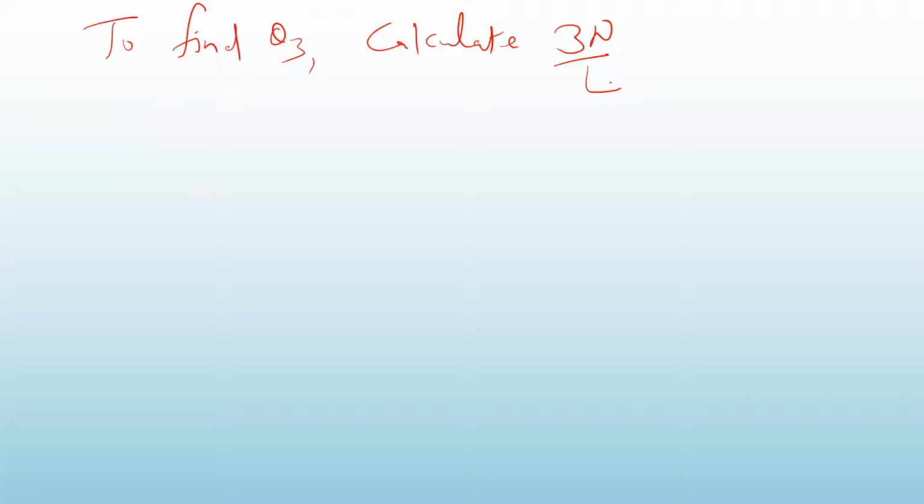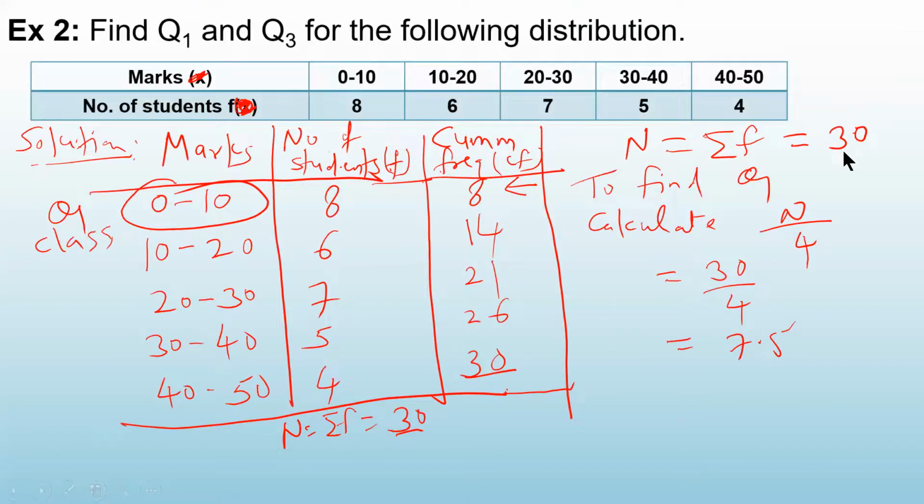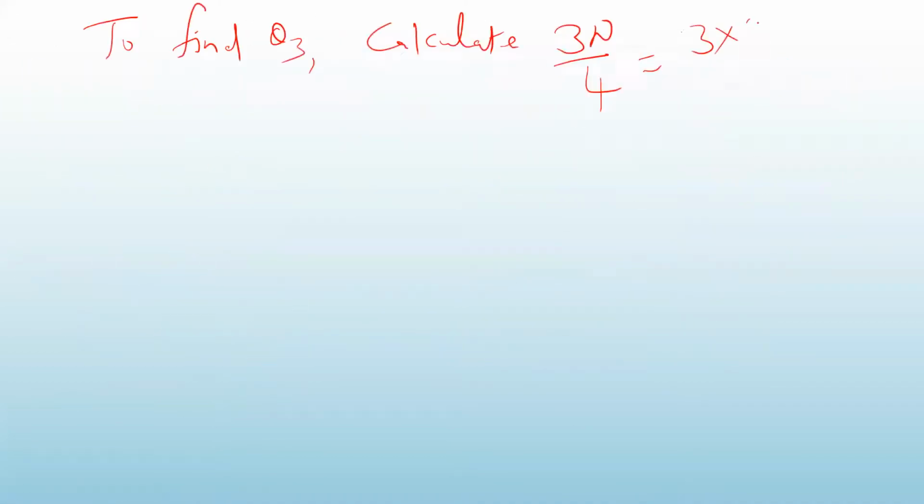3n by 4. 3 into n कितना है? 30 है ना? What is n? How much is n? N is 30. So 3 into 30 upon 4. 3 into 30 upon 4. कितना आता है? 90 upon 4. कितना है? Yes. Why you people are not responding? 22.5? 22. Okay. So 3n by 4 आ गया 22.5.